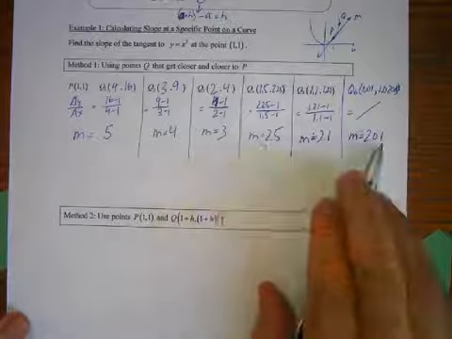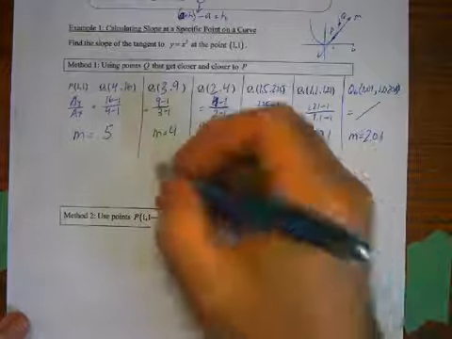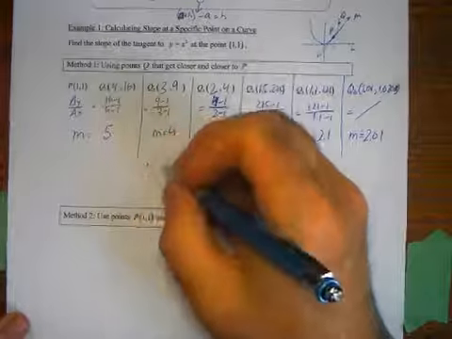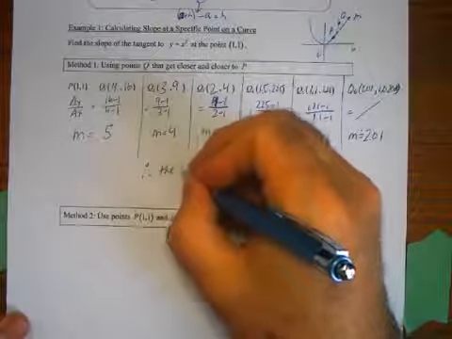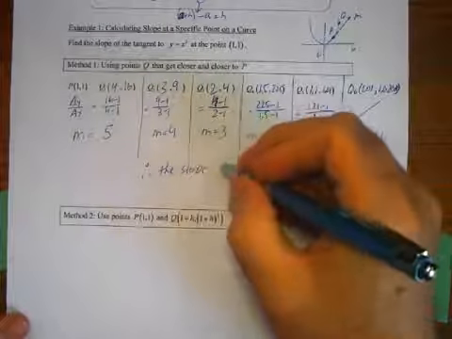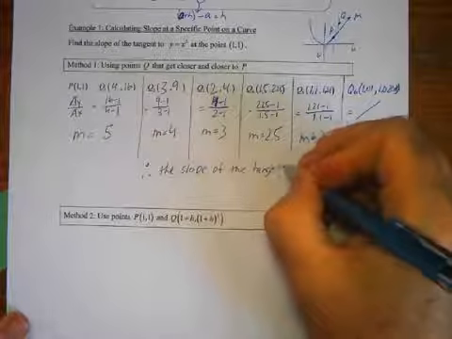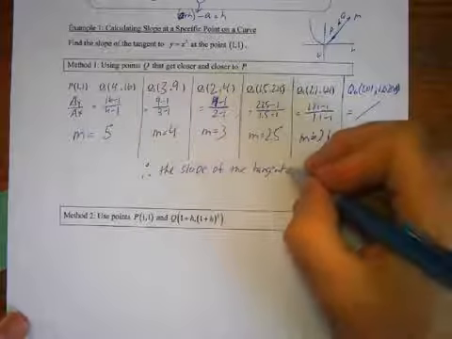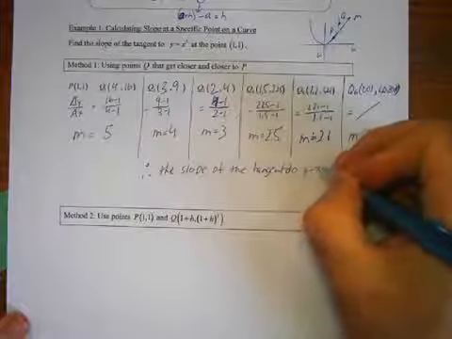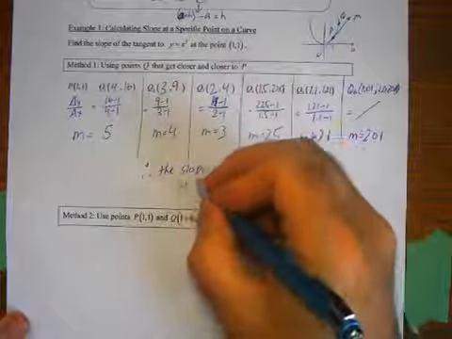So what we'll say here is, therefore, the slope of the tangent to y equals x squared at the point (1, 1) is 2.